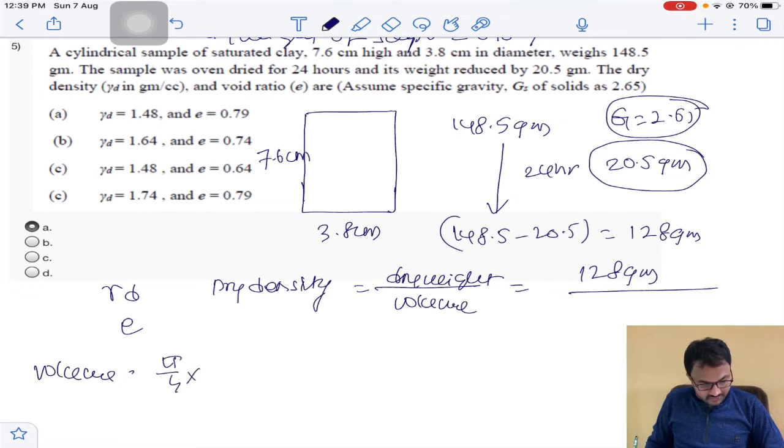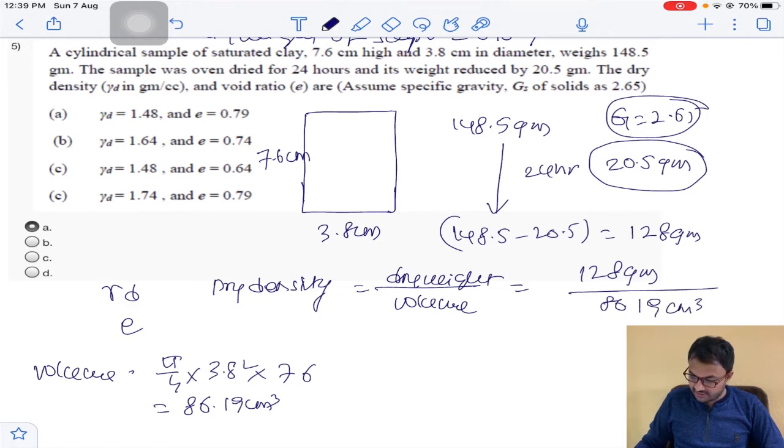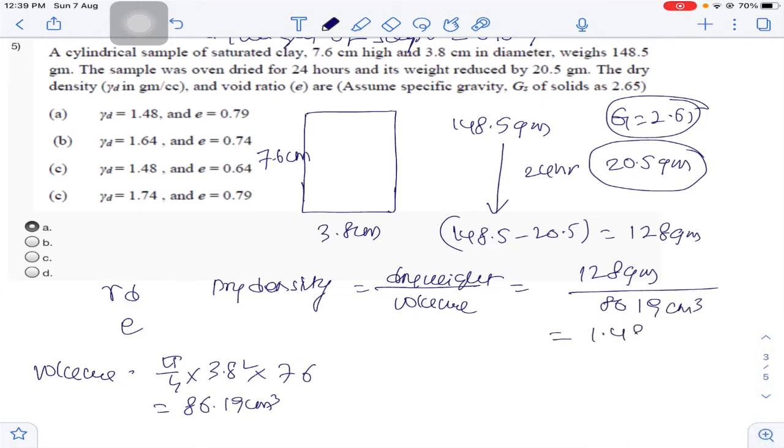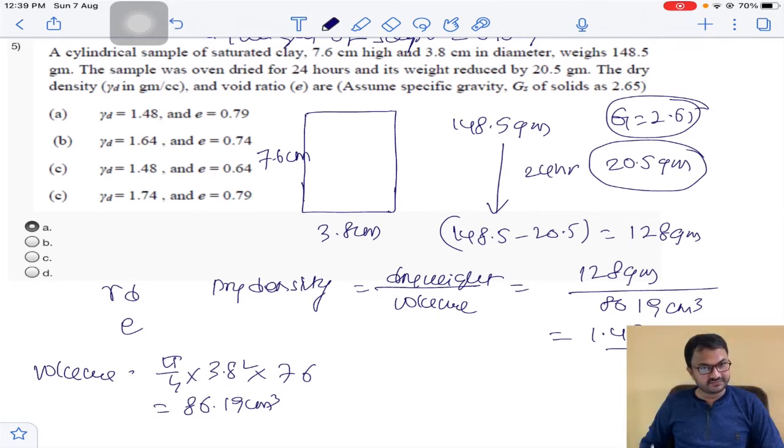Pi by 4 into 3.8 square into 7.6, you will get 86.19 centimeter cube. So that is 86.19 centimeter cube. You will get 1.48 gram per cc. We have calculated that, which is the dry density, and he asked us to calculate the void ratio.